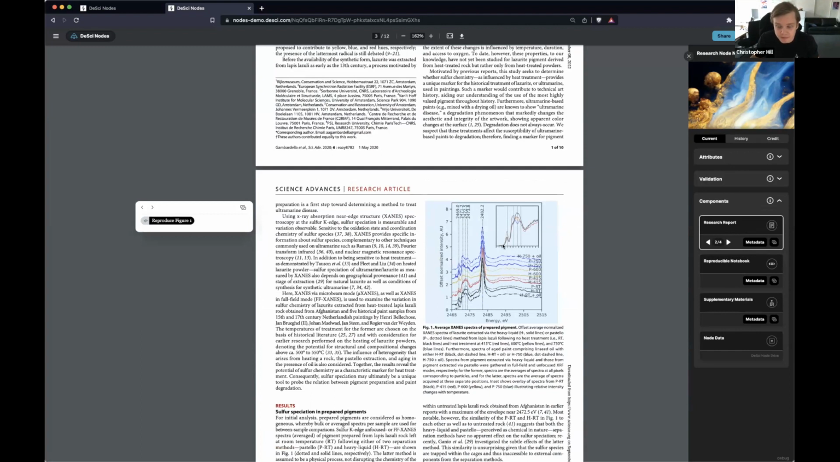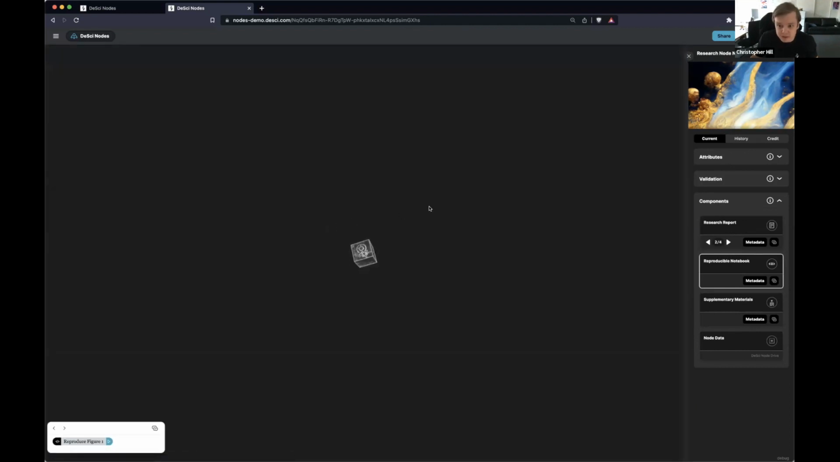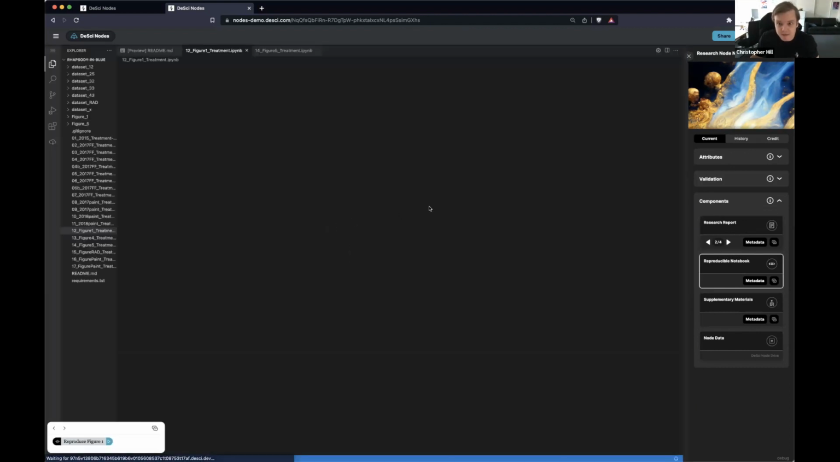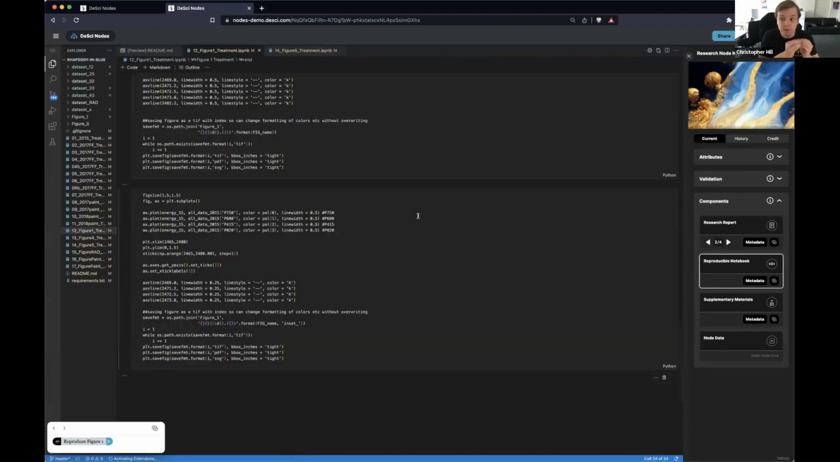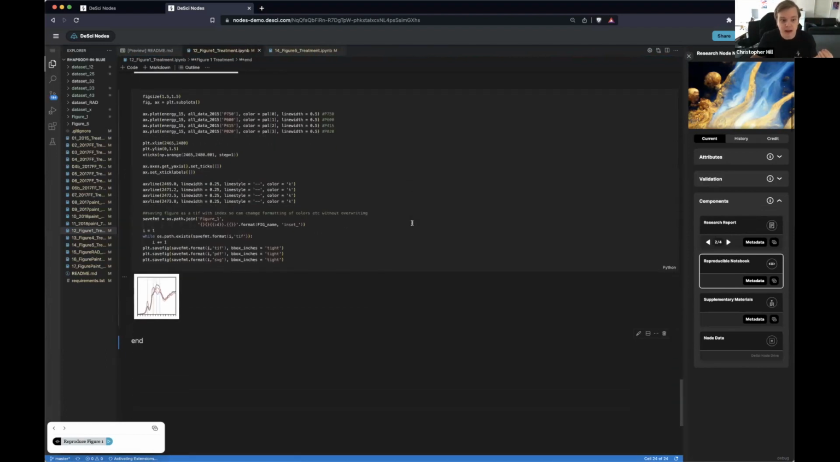For example, here I have a figure with some complex graphs, some spectrometry. Well, I can go, hey, I want to reproduce this result. I want to reproduce this figure. And you have a code IDE within these research objects that allows people to go over the code, to go over the data, and to essentially explore all of the ways these research results have been reached.